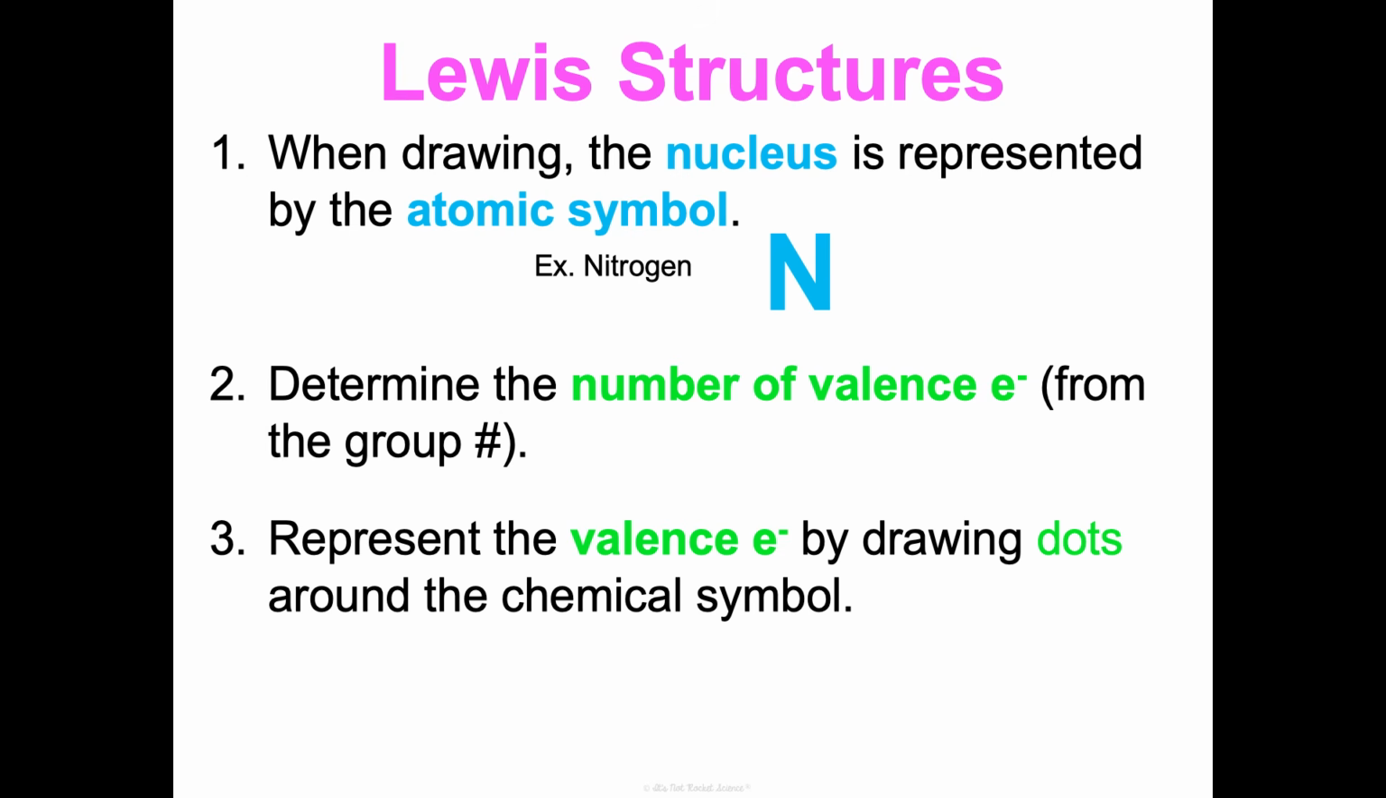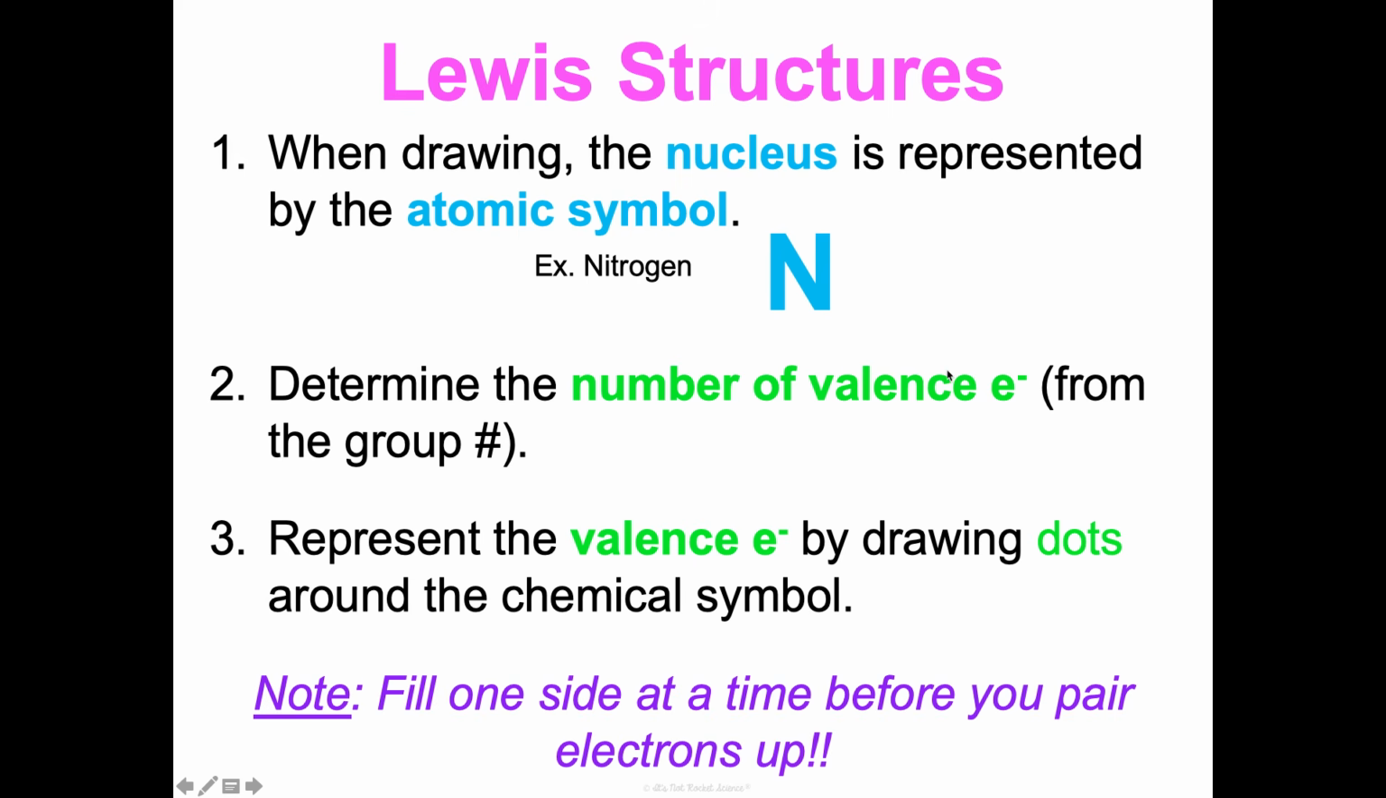Now we're going to represent those valence electrons by drawing dots around the chemical symbol, one for each valence electron. But here's the key. We are going to fill one side at a time before we start pairing electrons up. And this is going to make more sense when we get to concept 2, why this happens. But for now, just follow this rule. Okay, so if there's 5 valence electrons, I'm going to put one on the top, one on each side before I pair them up again. So 1, 2, 3, 4, 5. And that is how I would draw the Lewis structure for nitrogen.